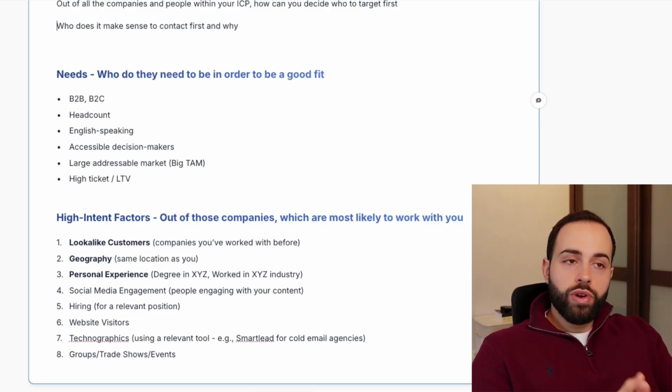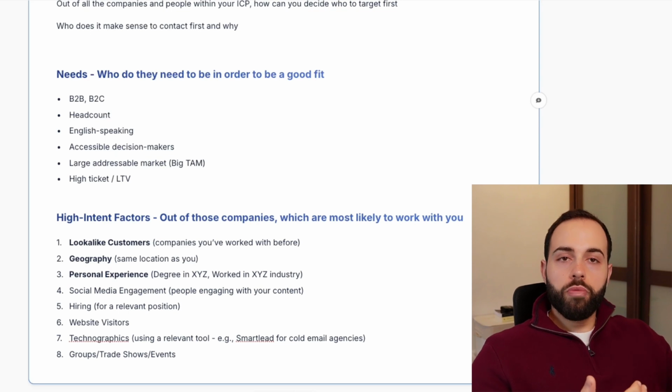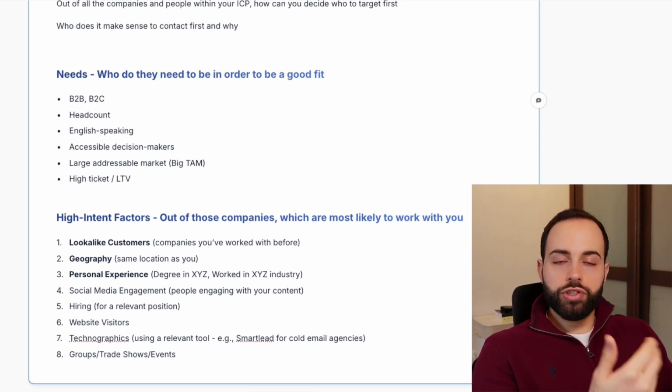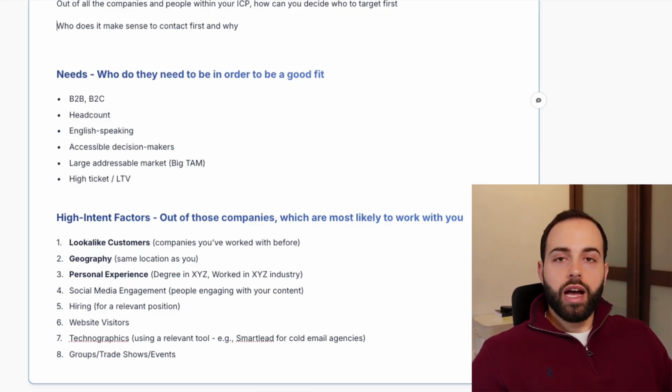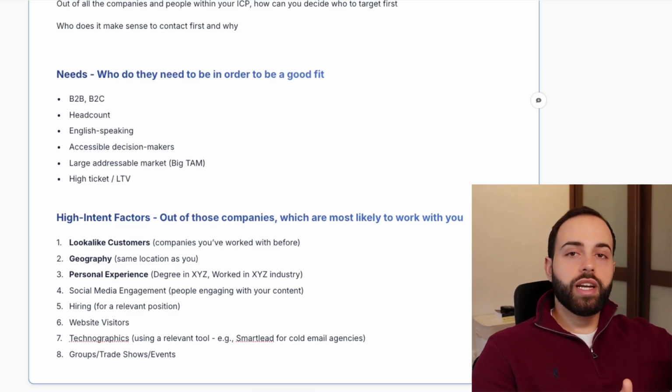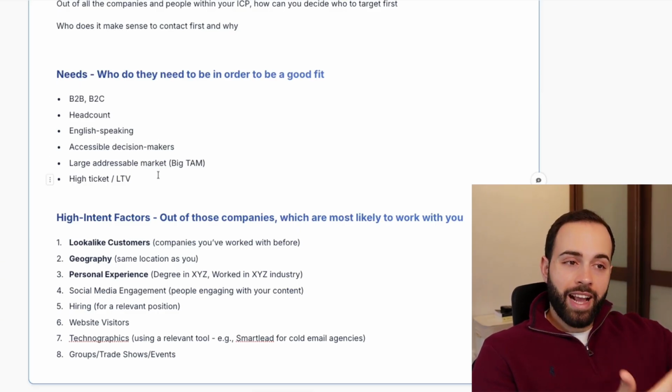So now what you need to do is think of the non-negotiables and the needs that your potential clients need to have in order for you to physically be able to provide your services. I'm not talking about your preferences or who you would prefer to work with. I'm saying the things that are non-negotiable, that if a company doesn't have those things, you physically can't provide your services. So that's the next thing that you need to do.